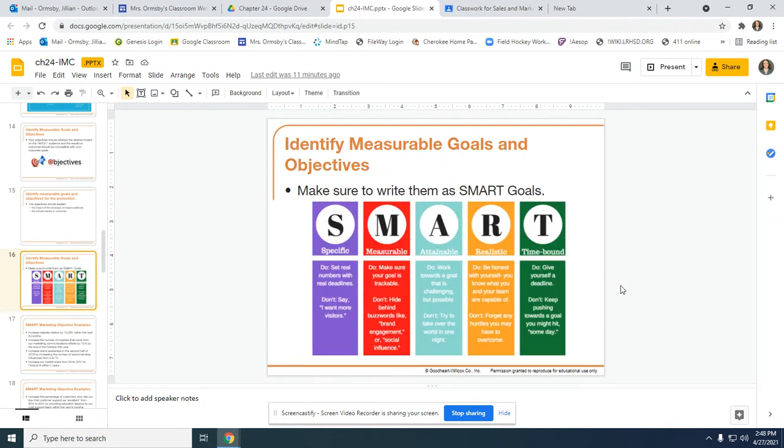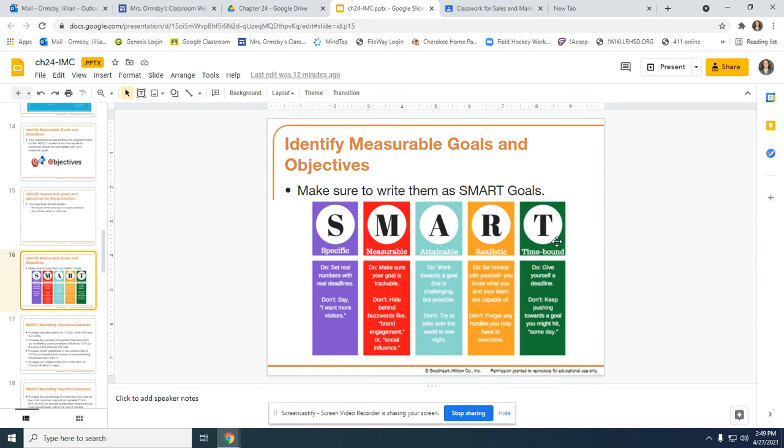Now, SMART goals is not just something that I'm making up, and it's not just something that's related to marketing. SMART goals are used all over the business world, and it's a way to really pinpoint goals and objectives. So, when you are creating your goals and objectives for your integrated marketing campaign, they should be specific, measurable, attainable, realistic, and time bound.